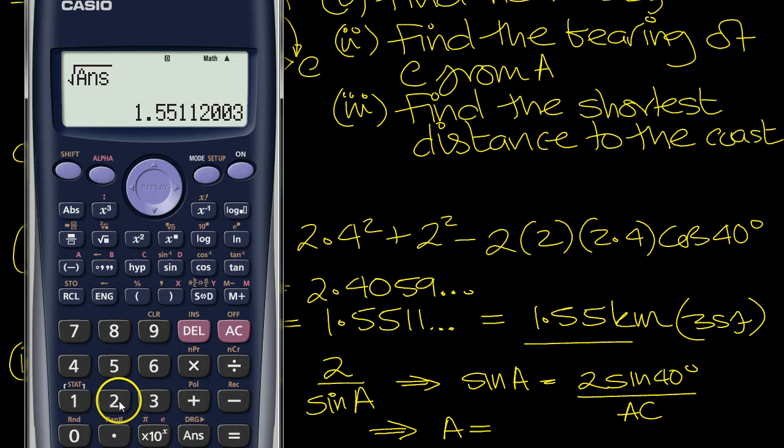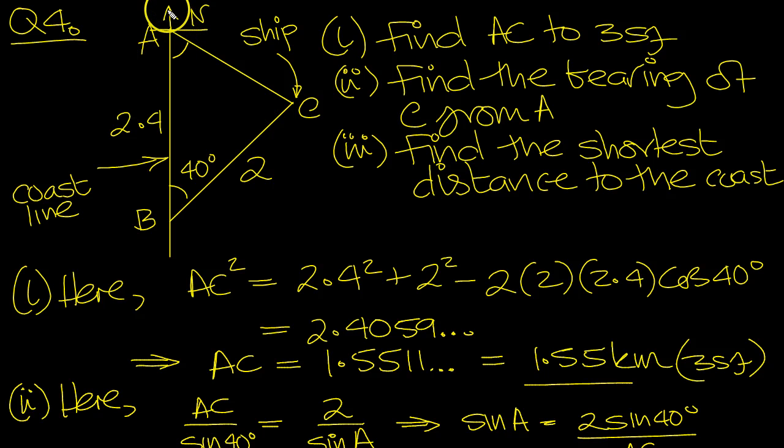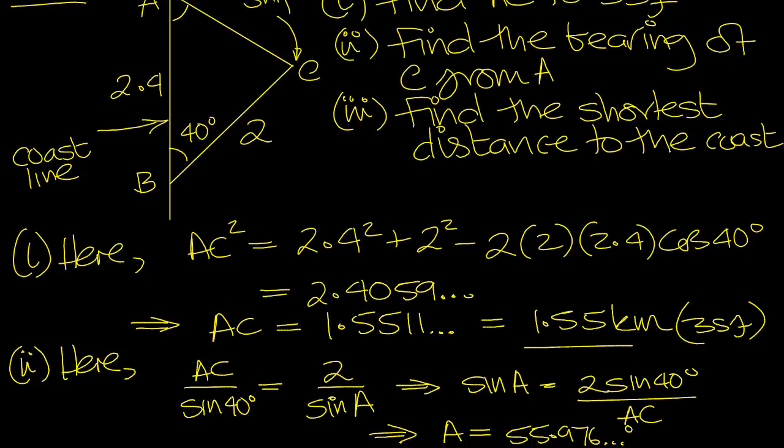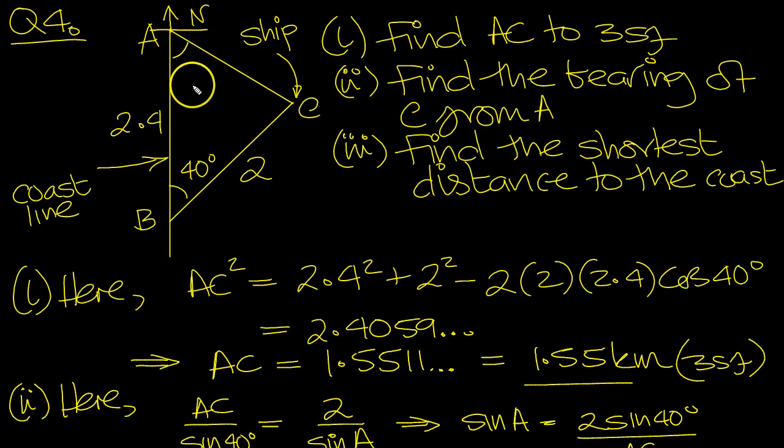So let's do that then. A shift sine of 2 times sine 40 degrees, divided by the AC that we had, close the bracket for the shift sine, 55.976 degrees. So there's A. So the bearing would be north. This would be 55. So it's 180 minus the 55. Or it could be west. Yes, it could be west this much, east, south, couldn't it?